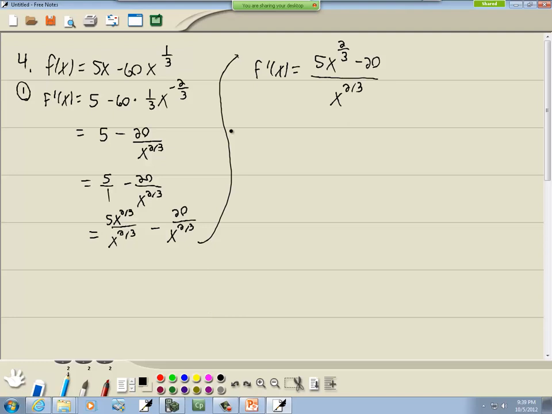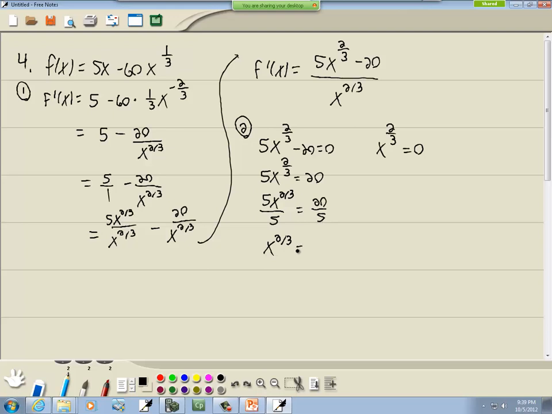Now remember, I said that we're going to find the critical values a little bit differently when you've got a fraction. To find our critical values, you're going to set your top part equal to 0. So I'll take 5x to the 2/3 minus 20 equal to 0, and we'll set our denominator equal to 0. Now in this first one, we've got x to a power. We want to get the x to a power by itself. So I'll take negative 20 to the right side, becomes a positive 20. I'm going to divide both sides by 5, and we get x to the 2/3 is equal to 4.